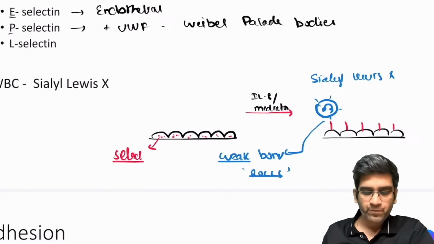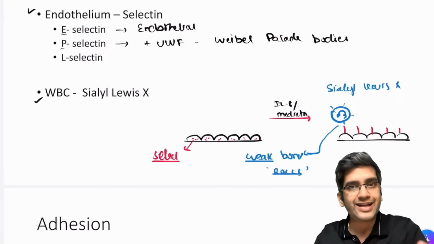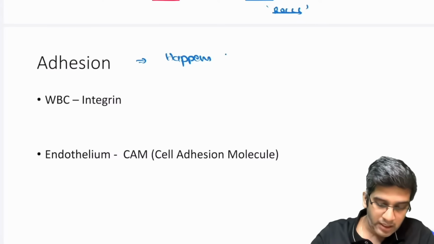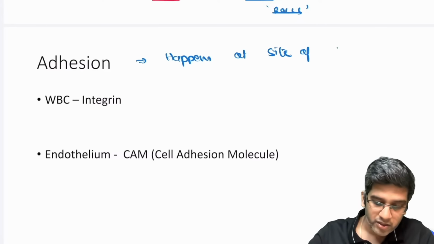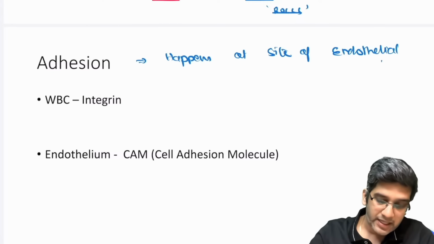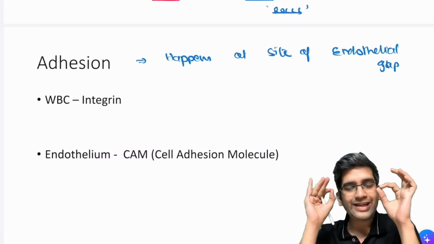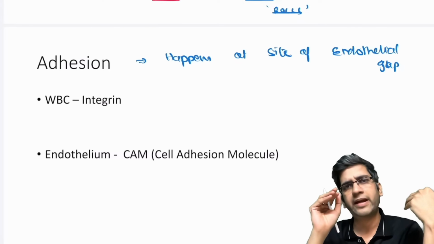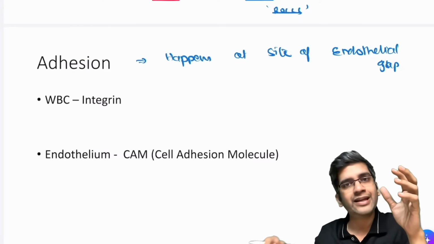After rolling, what happens? It has to stop at some point. Adhesion. The first and most important thing is that adhesion actually happens at the site of the endothelial gap. This is important to mention. These blood vessels will have gaps in them. Only at the site of the endothelial gap will I have adhesion there. It cannot stop anywhere. It will stop exactly there. Then only can it escape there.